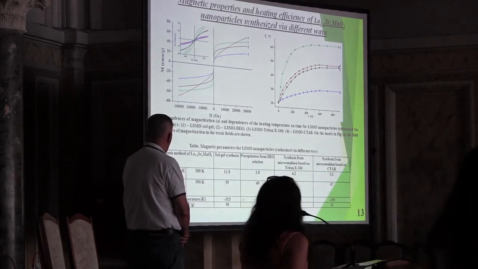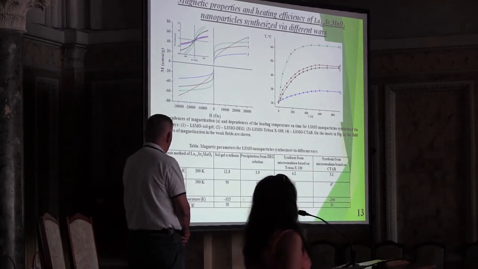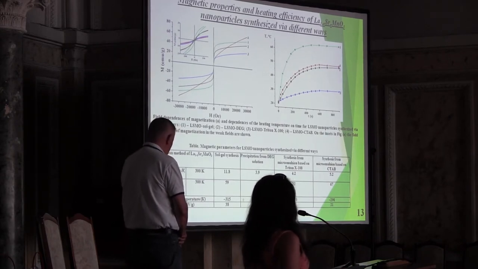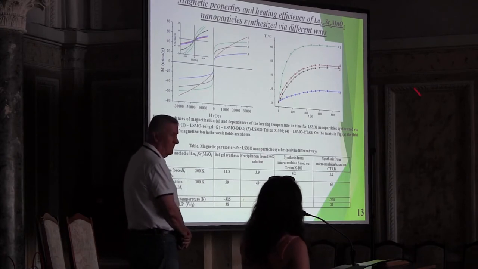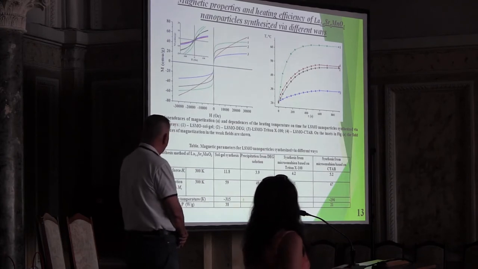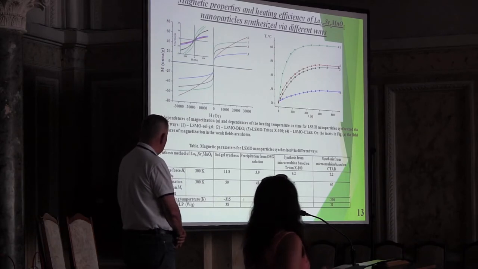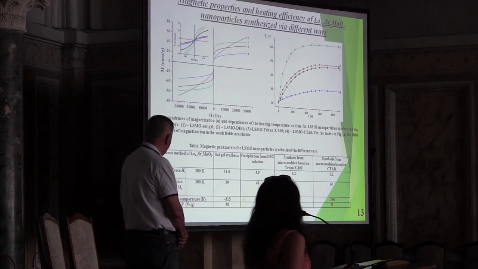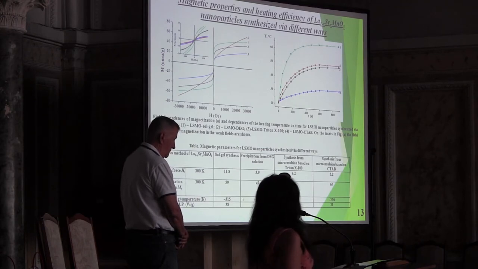Based on the obtained nanoparticles, we prepared magnetic fluids with the aim of studying the heating efficiency in magnetic fields, and the corresponding curves are on the slide. We also calculated specific loss power values that are summarized in the table. As you can see, heating efficiency significantly depends on the magnetic properties, especially on the magnetization, and it decreases with decreasing magnetization of nanoparticles.